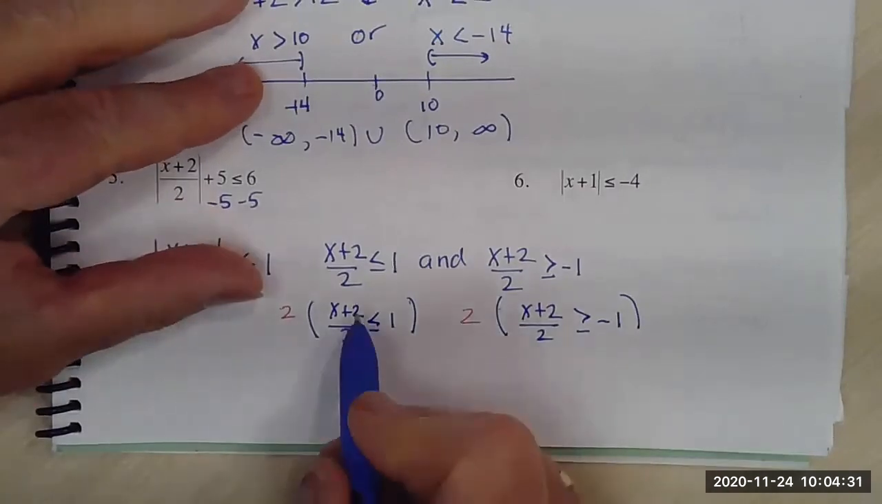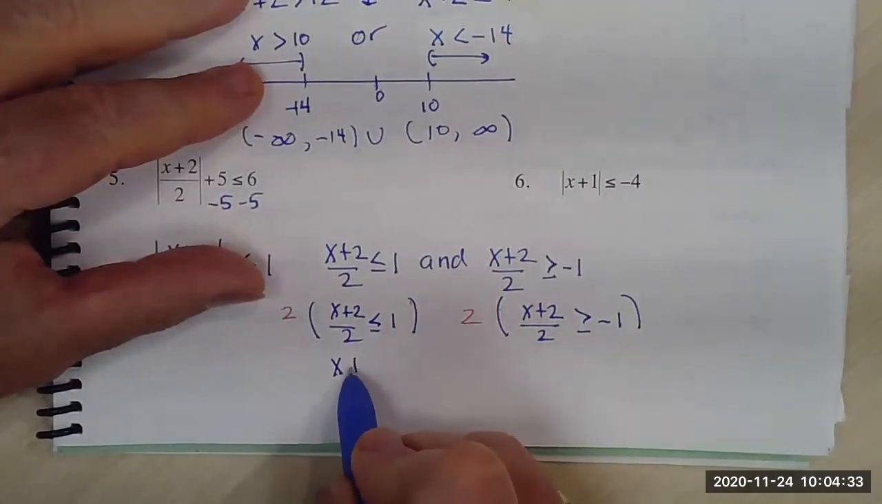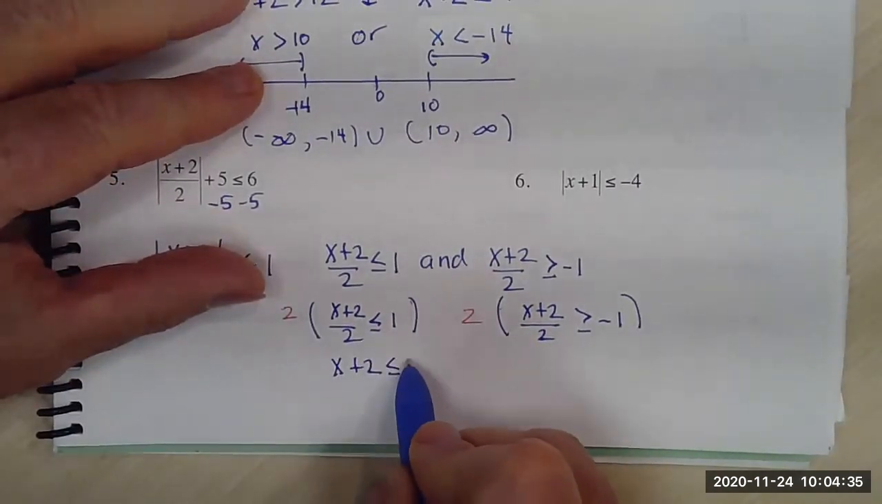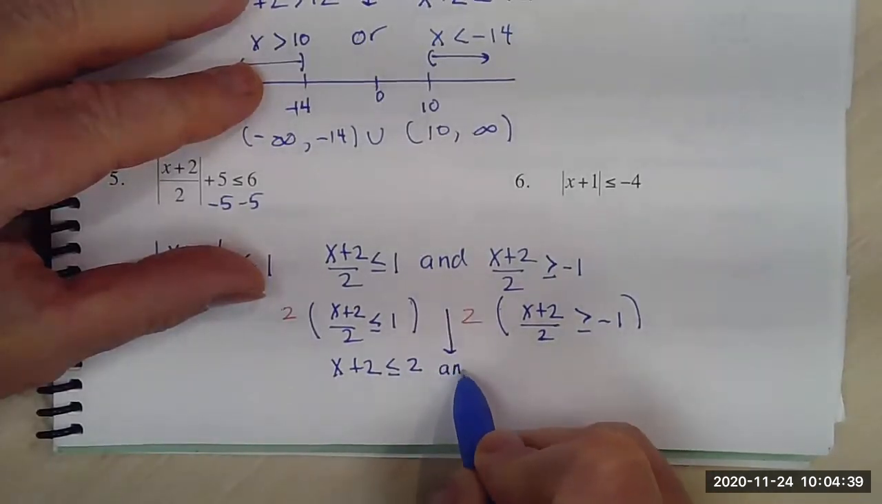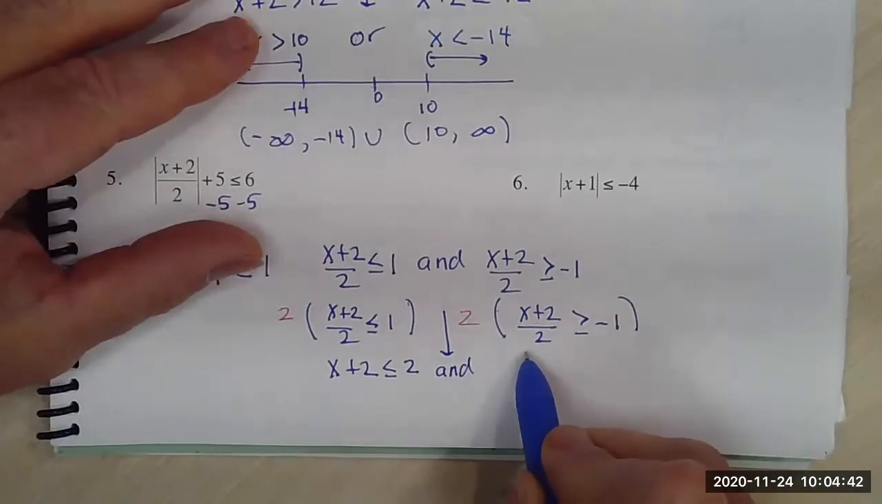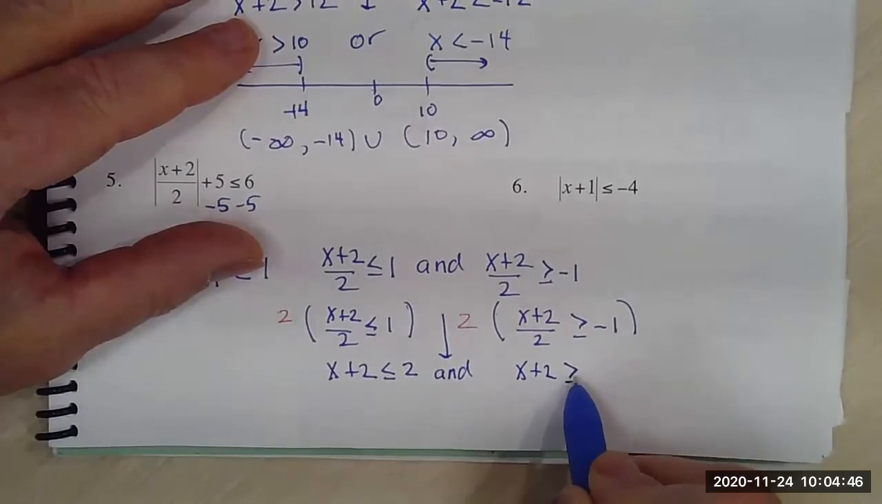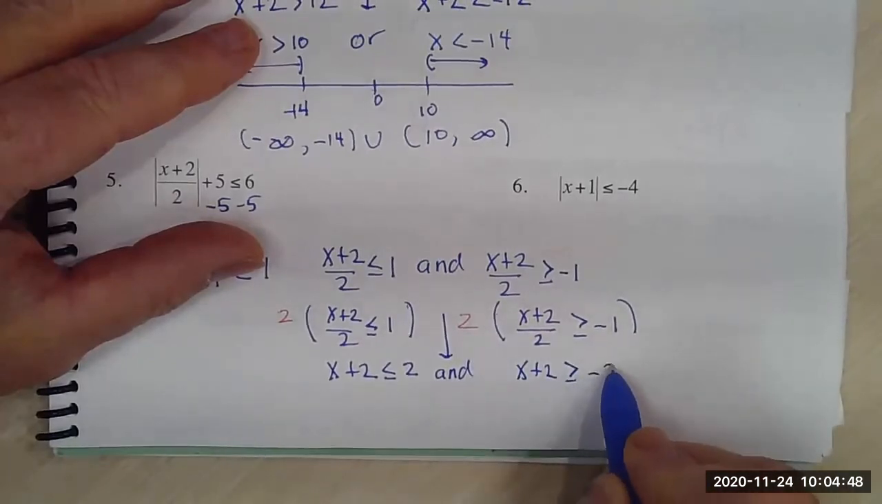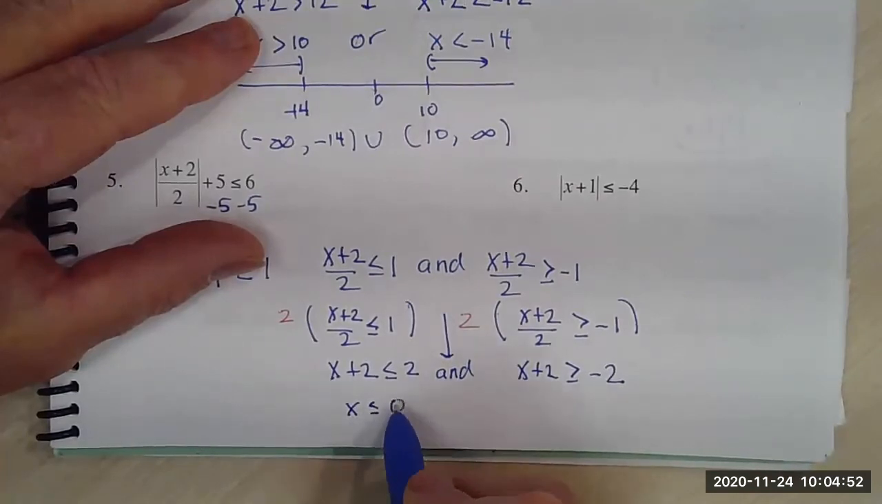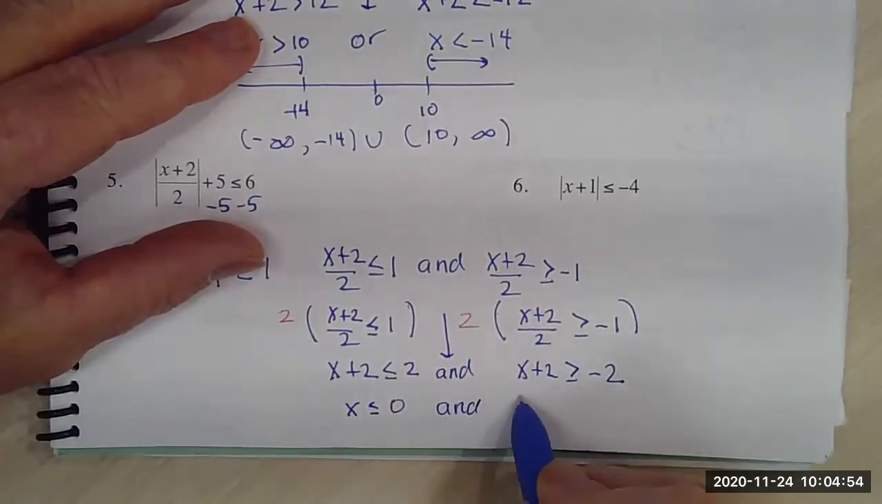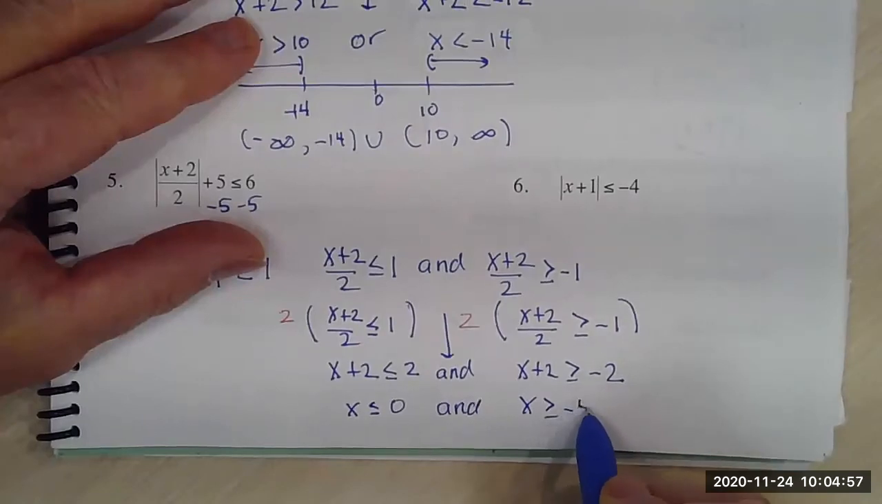Distribute. Okay, the 2's will go way here. X plus 2 then ultimately is less than or equal to 2. We're going to bring the word "and" down eventually, all the way down to the end. 2's go here, so you go x plus 2 greater than or equal to, don't forget to multiply 2 to -1, so -2. Solve. X is less than or equal to 0, and x is bigger than or equal to -4.